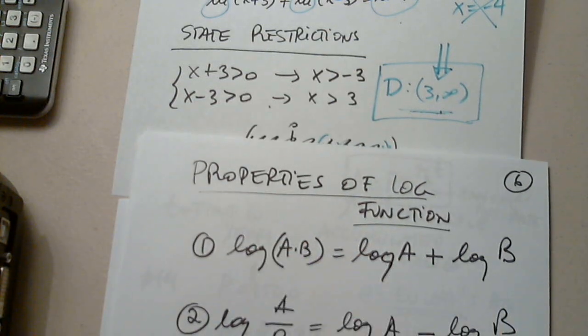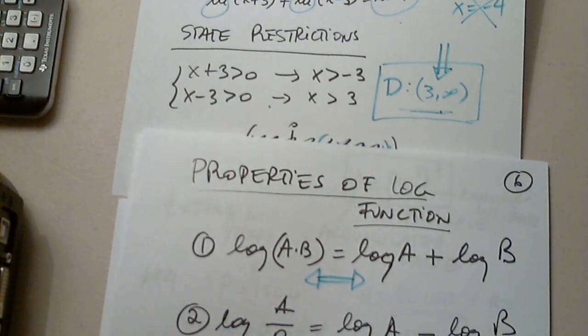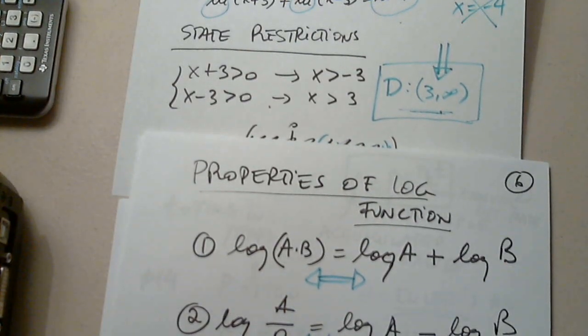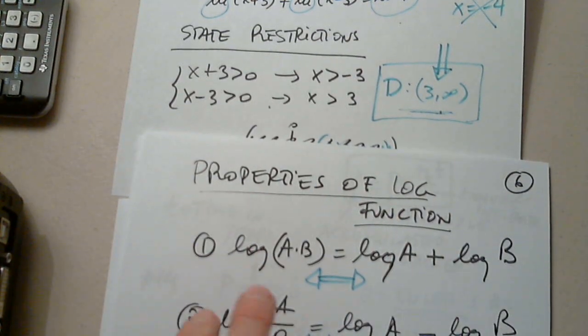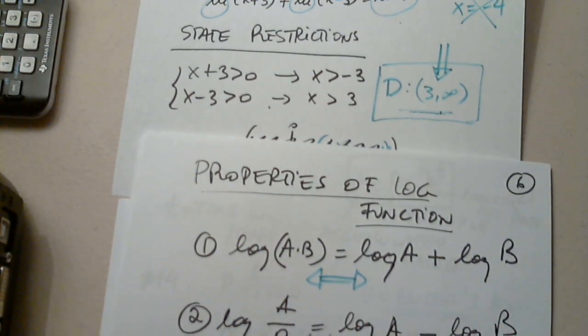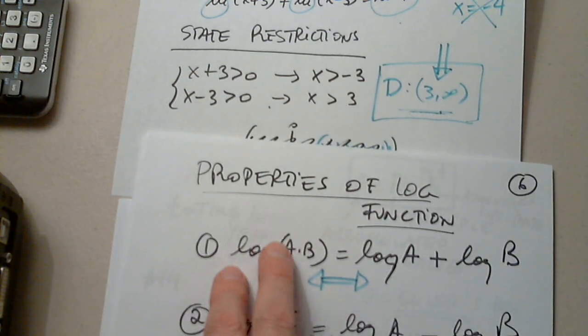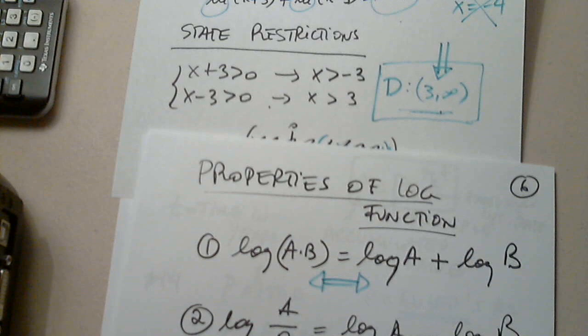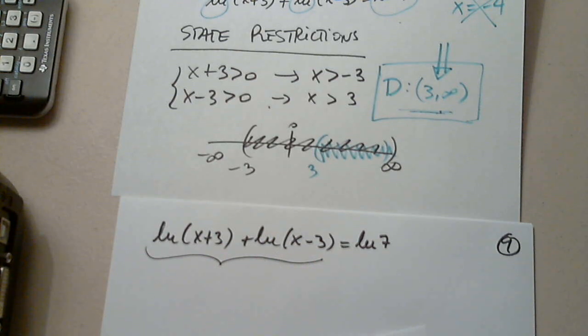So these properties are dynamic, meaning this can be condensed like this. This can be condensed like this. This can be expanded like this. Condensed, condensed, expanded. From expanded back to condensed. From condensed back to expanded. So now I have to choose one of these three that fits this and condense it. So how do I condense?